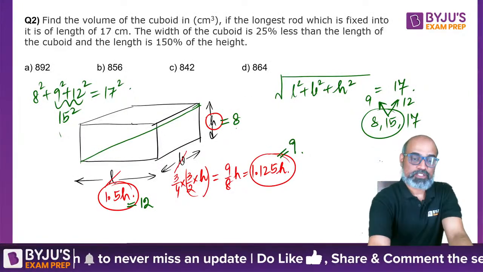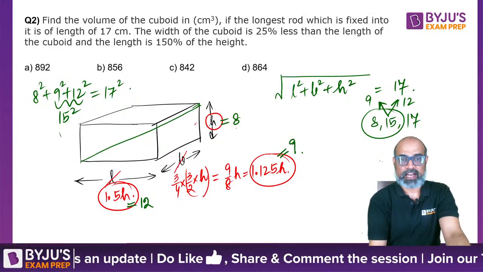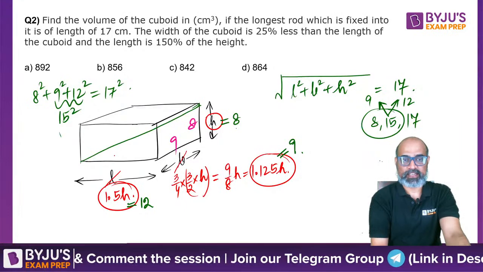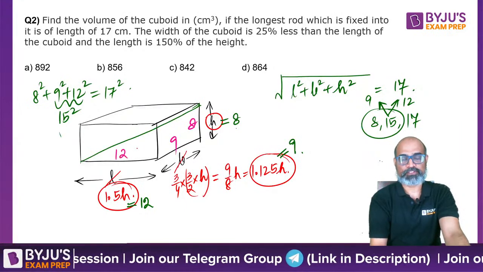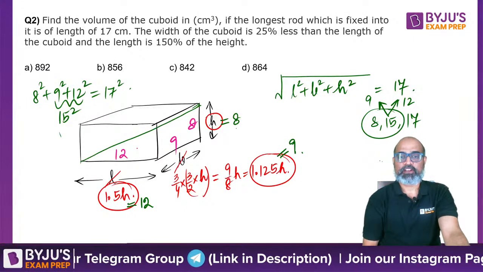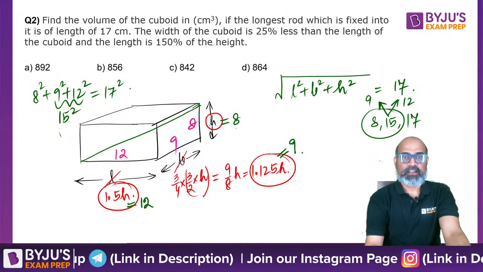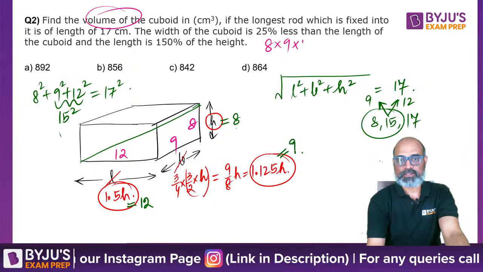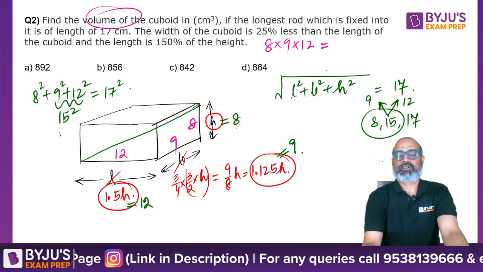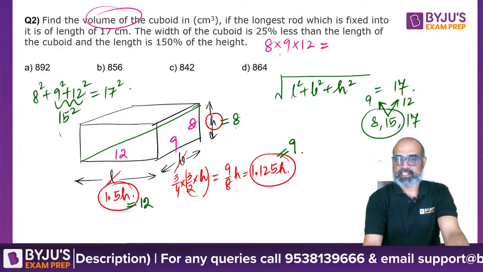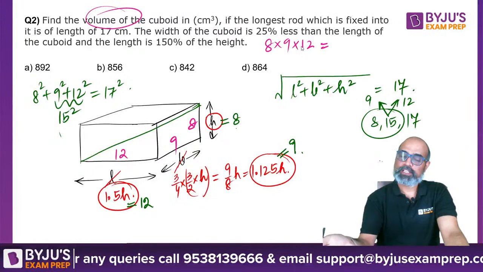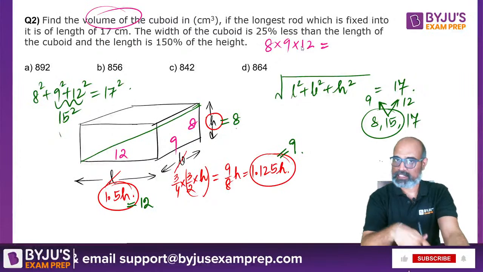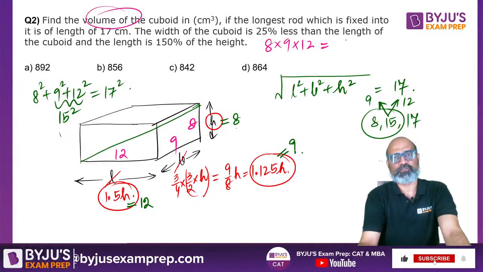So the dimensions we just found out were that the height is 8, the width is 9 and the length is 12. Now we have to find the volume. So the volume of the cuboid is going to be 8 into 9 into 12, which is either you do 8 into 9, 72 into 12, or you do 12 into 9 and then multiply it by 8, or you do 12 into 8 and then multiply it by 9, whichever you are comfortable with.